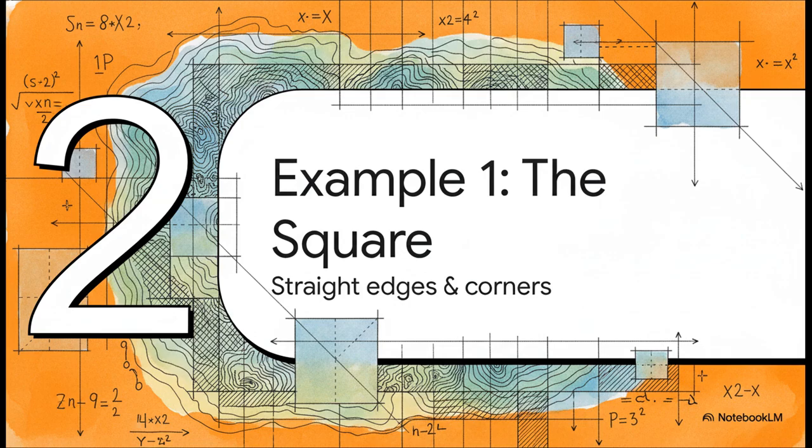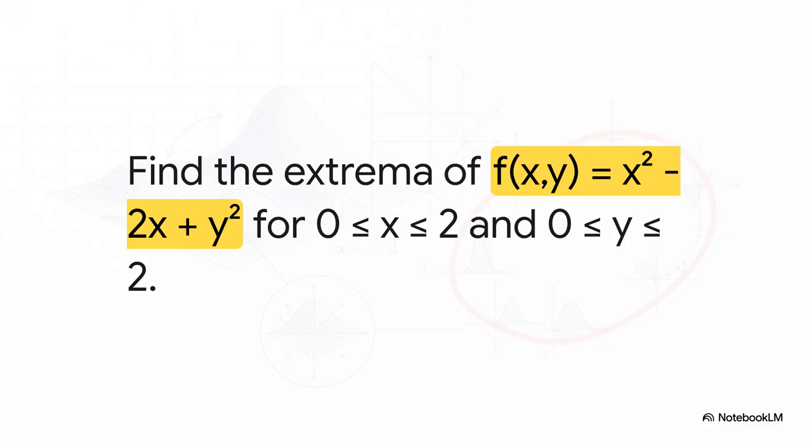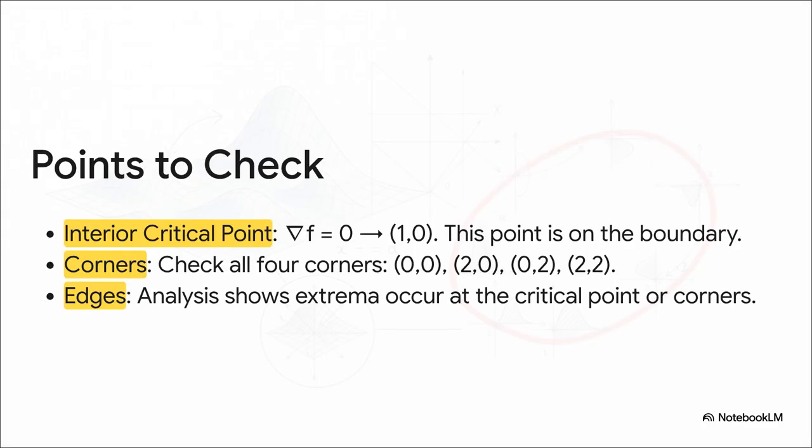Our first example is a square region. This is a perfect place to start because its straight edges and nice, neat corners make the analysis pretty straightforward. So here's our first challenge. We need to find the absolute highest and lowest points of the function you see on the screen. And we're only looking at the space inside this simple square domain, where both x and y go from 0 to 2.